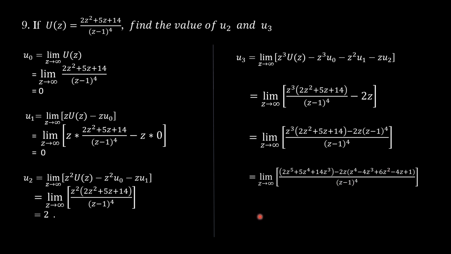limit z tends to infinity 13z to the power 4 plus 8z cube plus 4z square minus 2z divided by z minus 1 whole to the power 4. By taking z to the power 4 outside from the numerator and denominator and by applying the limit, you will get u3 equal to 13.